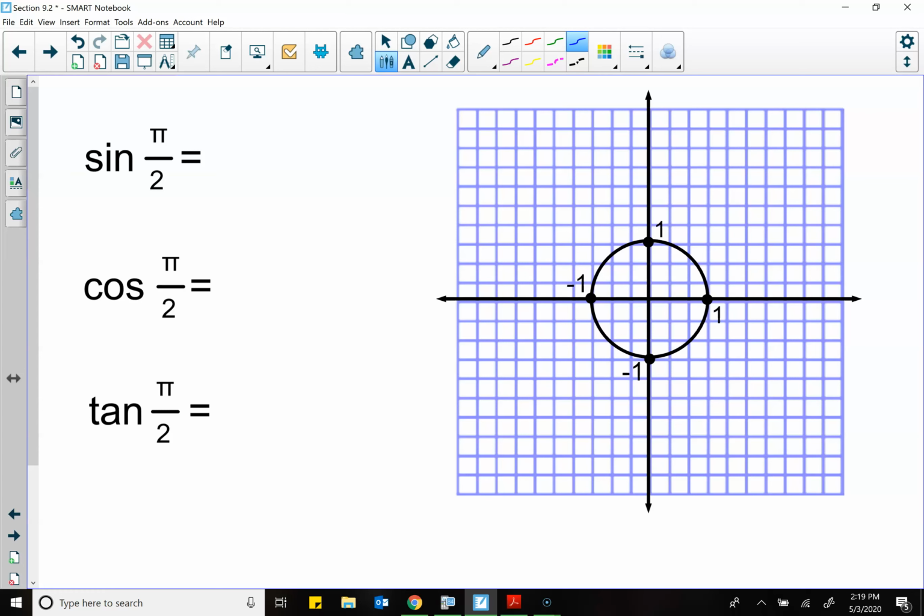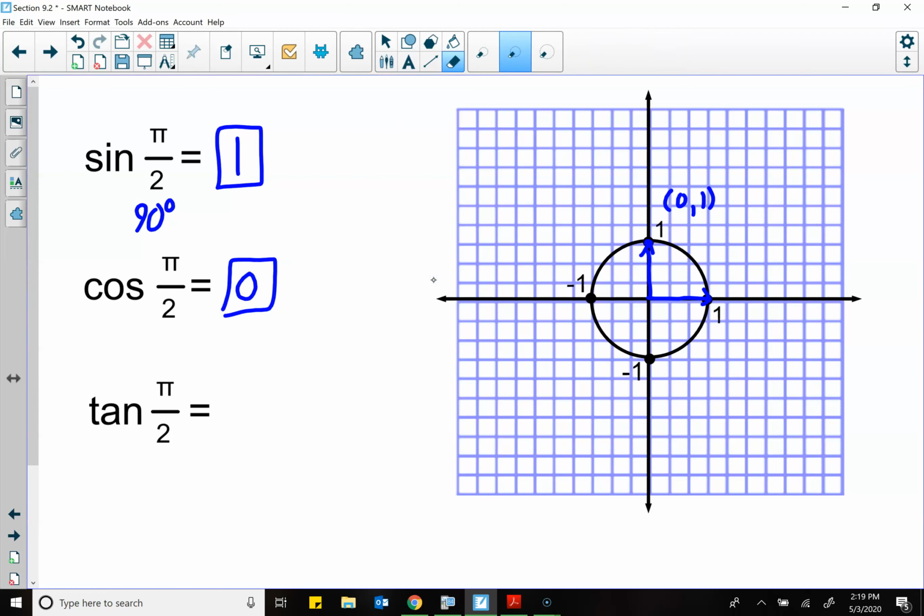So if you looked up pi over 2, really that's 90 degrees. Hopefully some of these will start to stick in your mind. And pi over 2 is right here. So this is the angle that you're looking at. Okay? And that point right there is the point 0, 1. And now that you know what the point is, you can answer all the questions that are over here. Easy peasy. Okay? So hopefully you said that sine of pi over 2 is 1. Hopefully you said cosine of pi over 2 is 0.